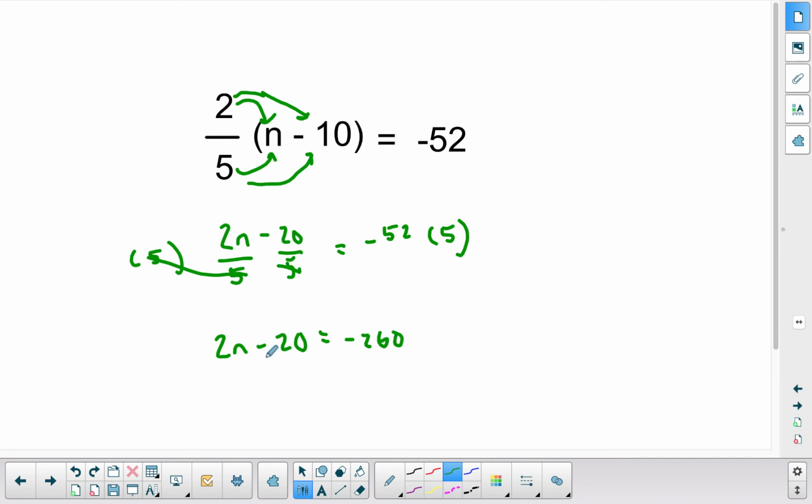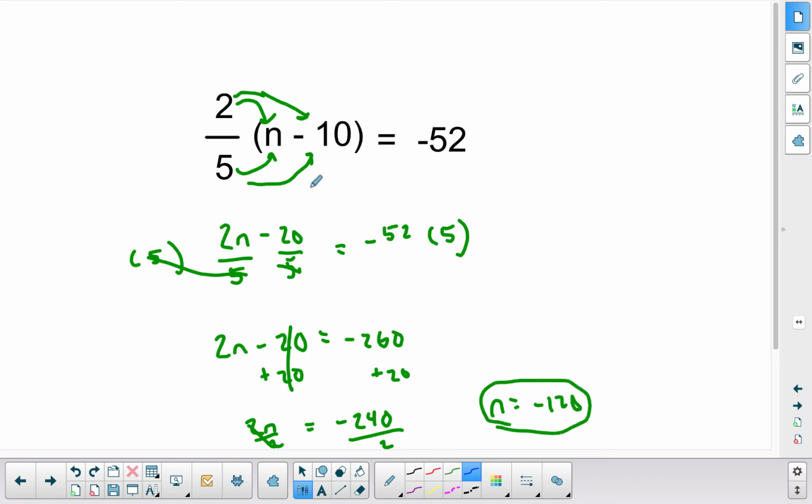Now I'm saying to myself, okay, some number minus 20 gives me negative 260. If I add this 20 right here, a negative and a positive is going to give me a negative still because this one has a bigger absolute value. But it's going to be slightly less negative, closer to 0. So it's negative 240. And then I have 2 n's over here, so I would divide that by 2, divide that by 2, and you end up with n is the same as negative 120.